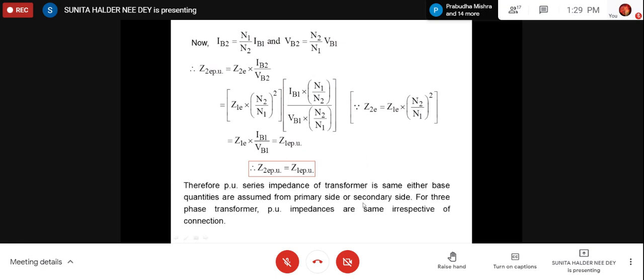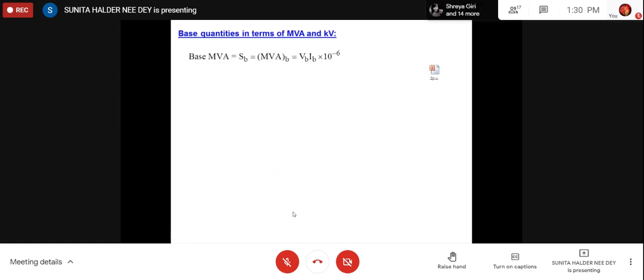Obviously, when you are calculating from primary side, you should take the actual value as the impedance referred to primary. Otherwise, this calculation will be wrong. And when you are calculating from secondary side, then you should take the actual values referred to the secondary. Obviously, that one. And this is applicable for three-phase transformer also.